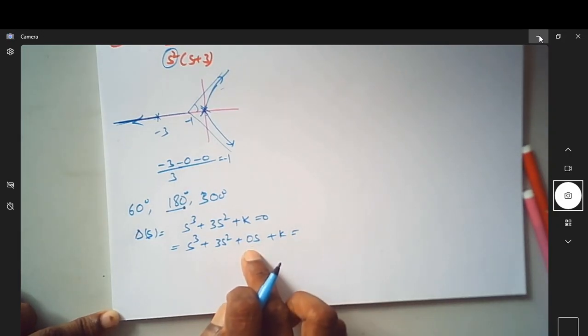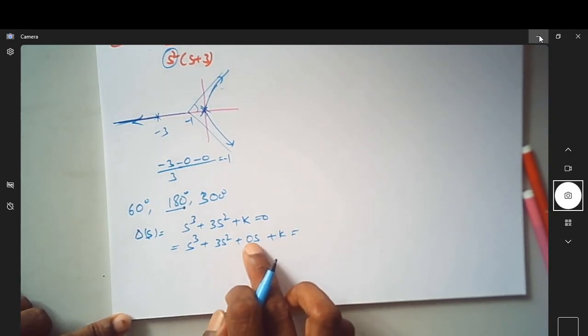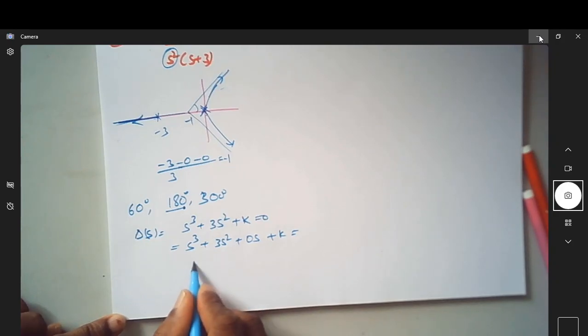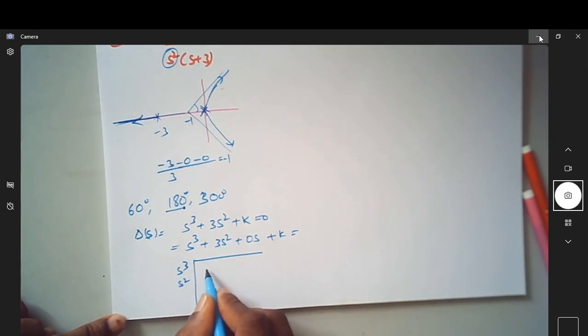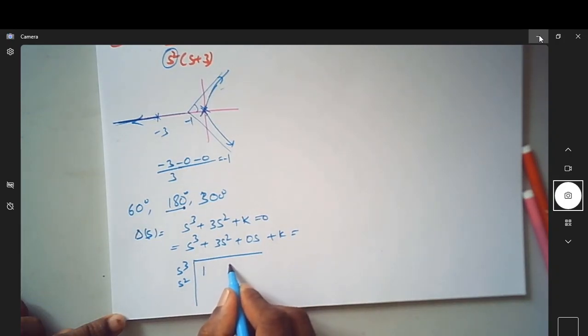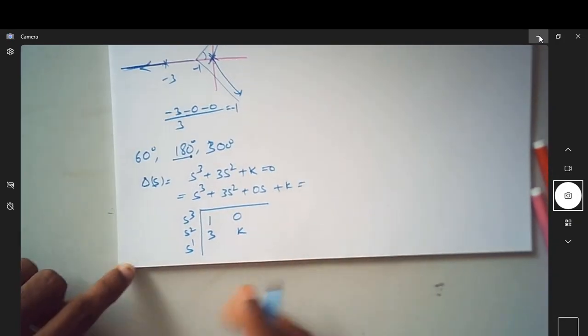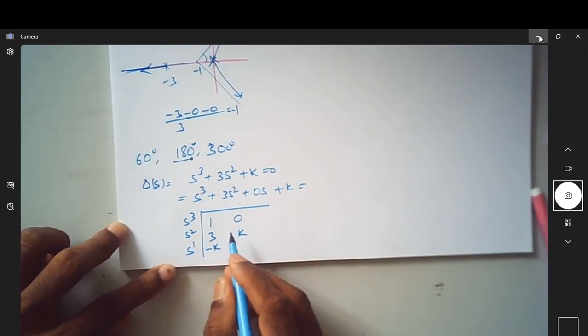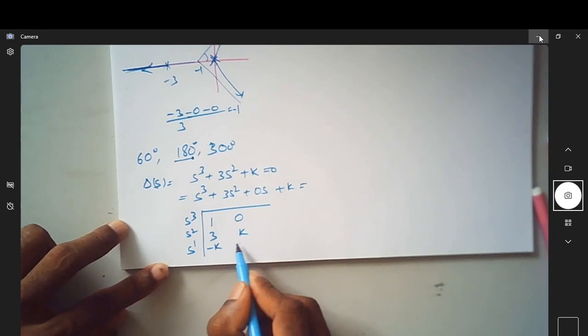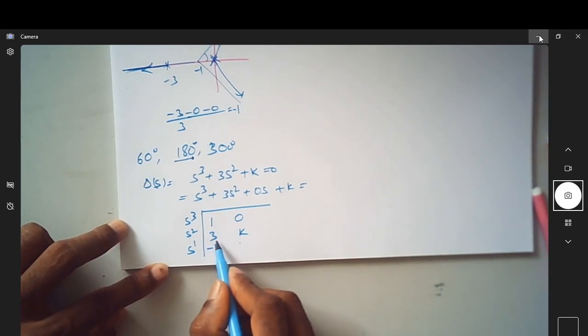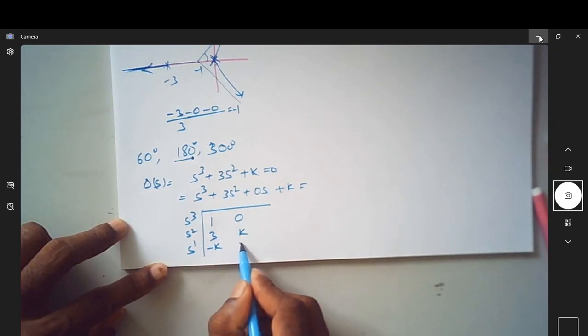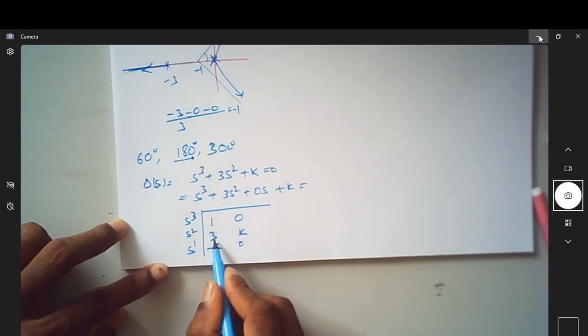This is very important because there is no term with S, so I have to write 0, because while writing the roots array, I have to consider this polynomial. It is S cube, S square, so 1, 0, 3, K. Then for S power 1, can you see it is now minus K. See now this is minus K, this will become this into this, and then this term is 0, and this will become this into this by this. Is it not K here?